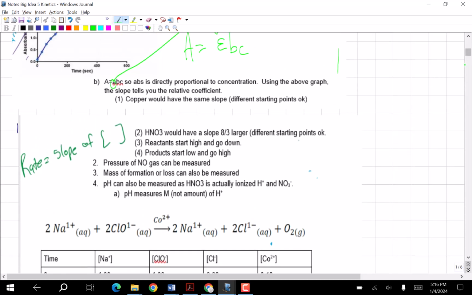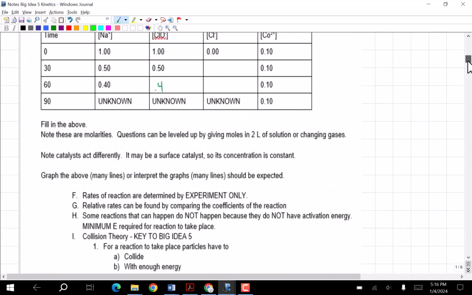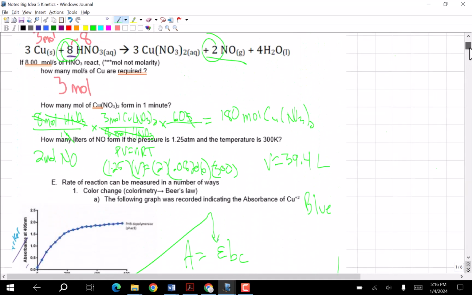HNO3 would have a slope 8/3 as large. So let's look at this equation again.